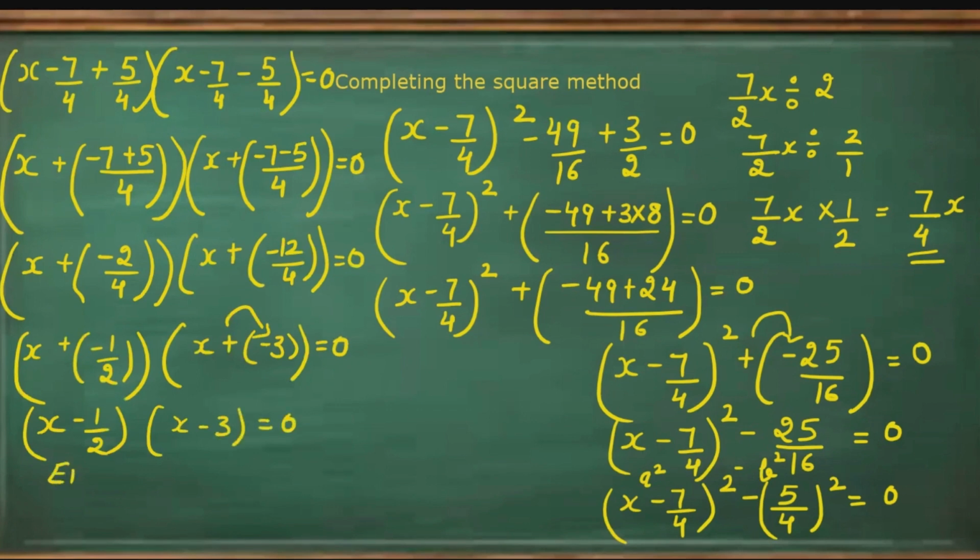So we can write either x minus 1 by 2 is equal to 0, so x is equal to 1 by 2, or x minus 3 is equal to 0, so x is equal to 3. This way, we can factorize any quadratic equation using the completing the square method, and we can find the values of x. I have explained this method in the simplest way I can.